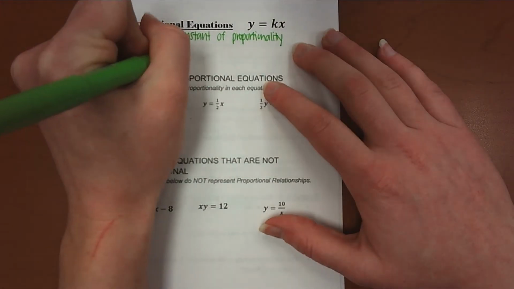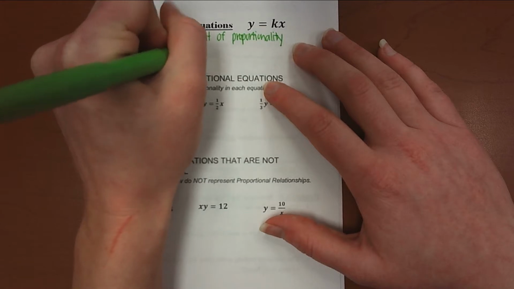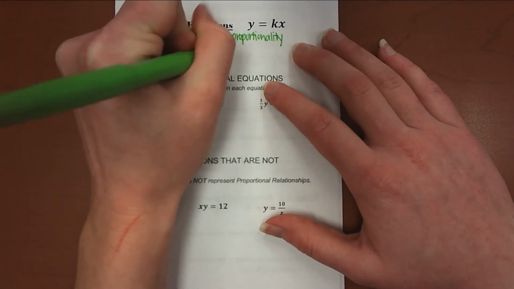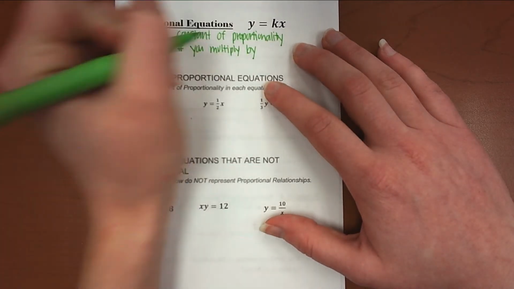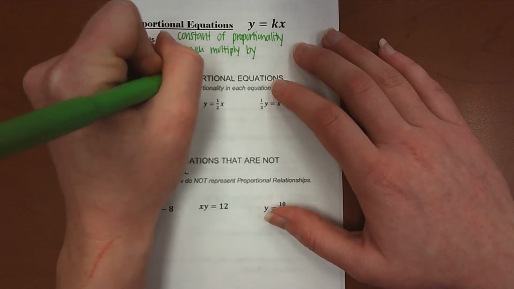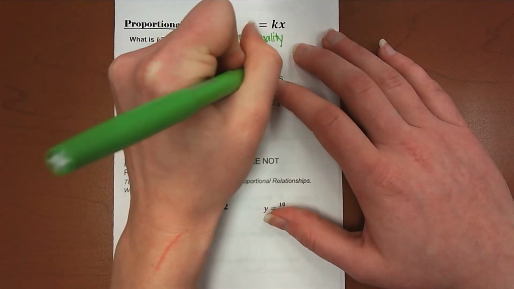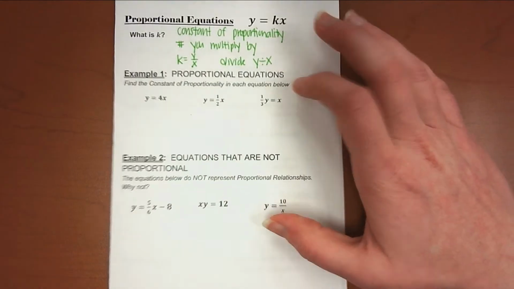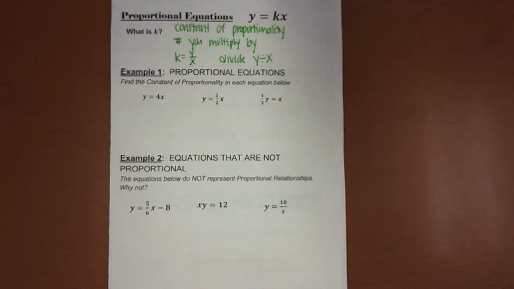it's a number that we multiply by. We multiply it by x. And we find k by doing y over x, or we divide y divided by x. That is how we find our k value, or our constant of proportionality.